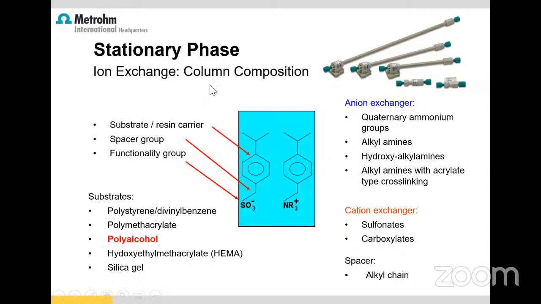Now coming to the column composition. Basically, we have three parts: the basic substrate, the spacer group, and the functionality group. The substrate can be of different types: one is a polymer substrate and one is a silica substrate. If we have a polymer or a silica substrate, we coat this basic substrate using sulfonic acid groups. We call this process sulfonation. Similarly, when we do amination of the basic substrates, we get quaternary ammonium groups. These sulfonic acids are bound to the basic substrate using a spacer group, normally an ethyl or a propyl group and not more than that.